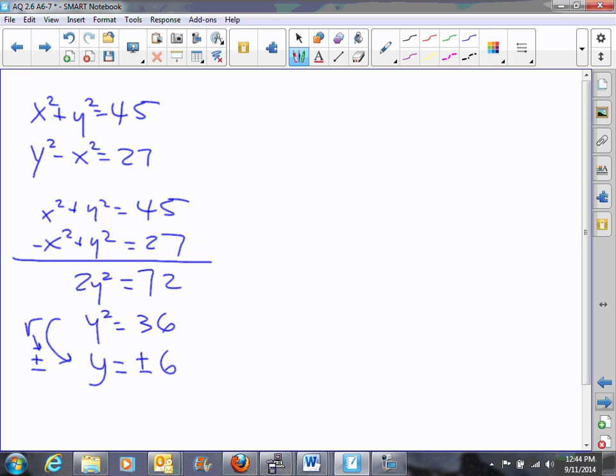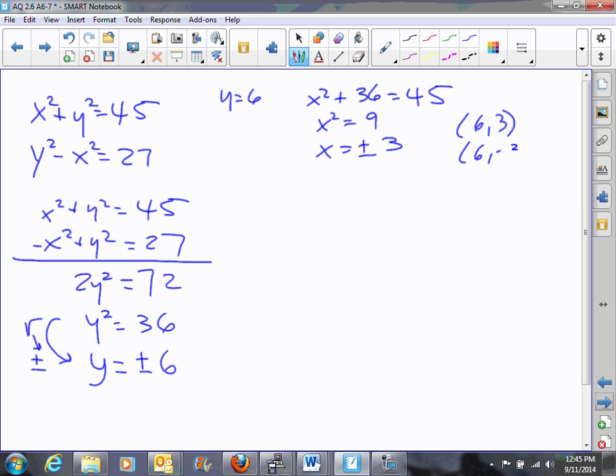Now, since we have plus or minus 6 for y, we're going to put y equals 6 back in the first equation, and that gives us x squared plus 36 equals 45. If we subtract 36 from both sides, we get x squared equals 45 minus 36, which is 9. So take the square root of both sides, we get x equals plus or minus 3. So we're saying the possibility is 6, 3, and 6, negative 3.